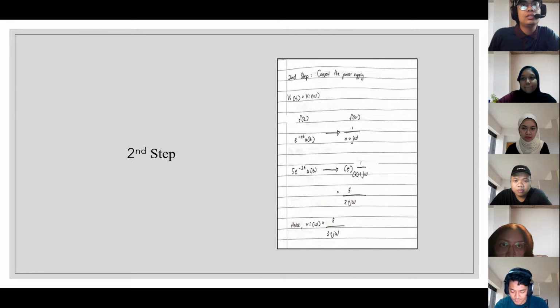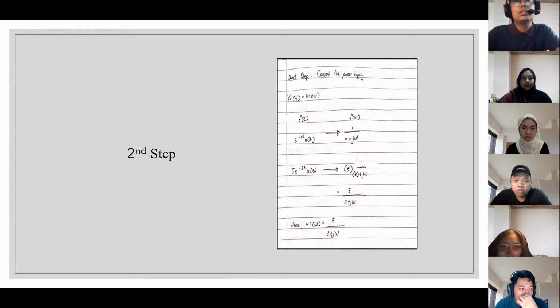This is the equation, and for the calculation we get the answer 5 over 3 plus j omega. Next.